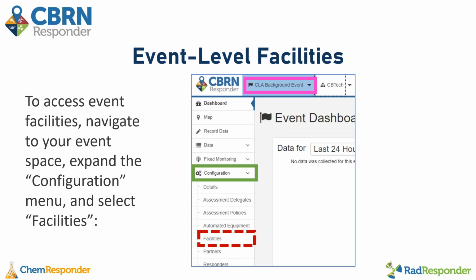So in my event space on CBRNResponder, I'm going to select into the event that I want to either add or view a facility to. I'm going to expand the configuration menu on the left-hand side and then select facilities.